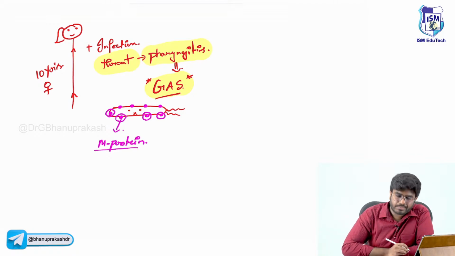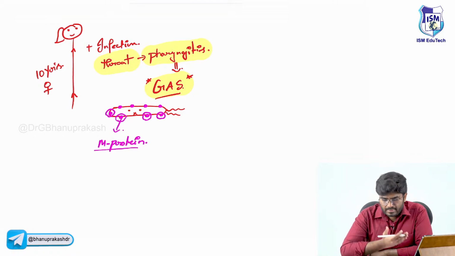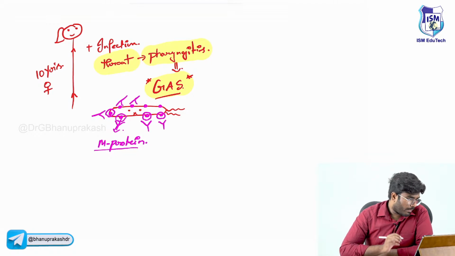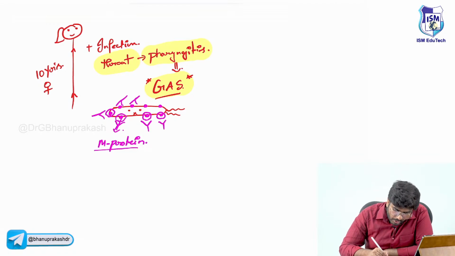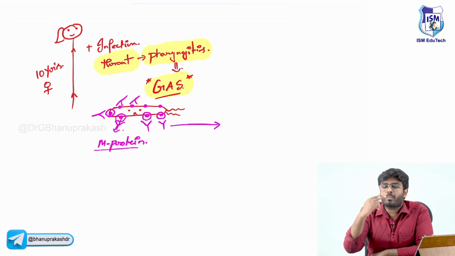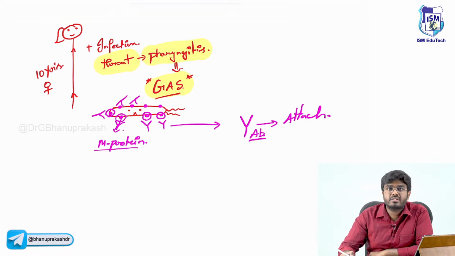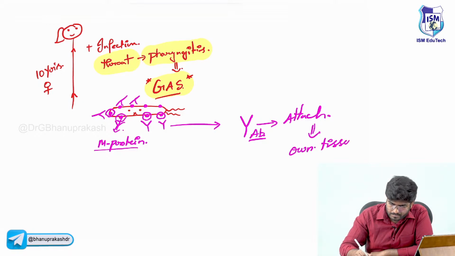The point I want you to know is that this girl's immune system is getting activated. Antibodies are getting produced, and they will go and attack the bacteria, the M protein. But what happens here is that the antibodies produced against the bacteria will start to attack own tissues. Why, you can ask me?